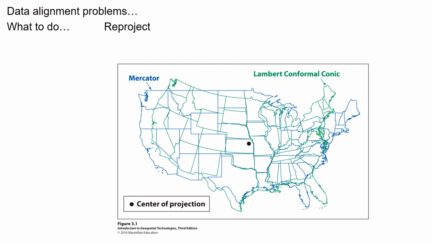What happens when we have data from different projections? It makes the stuff look very, very different. Here we have two maps of the same place, one in Mercator and one in Lambert Conformal Conic. And you can see that it is dramatically different. And so, in order to fix this, we have to change one to match the other. And that's something we call reprojecting.